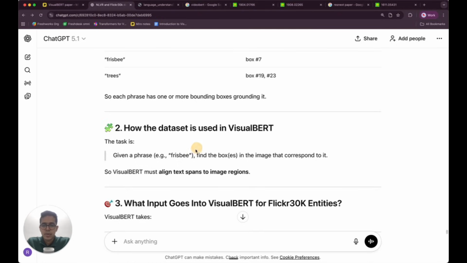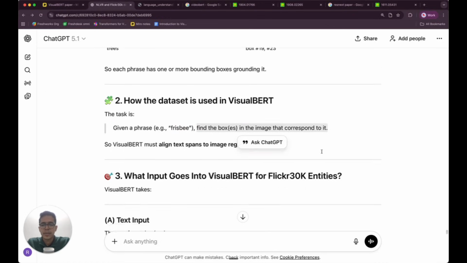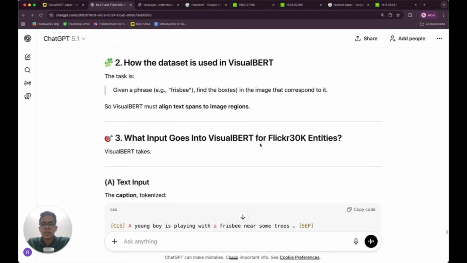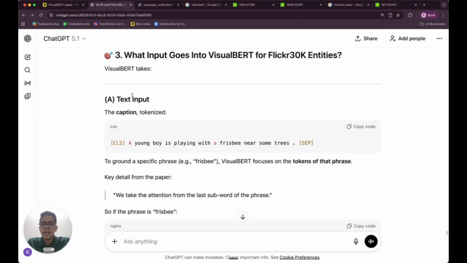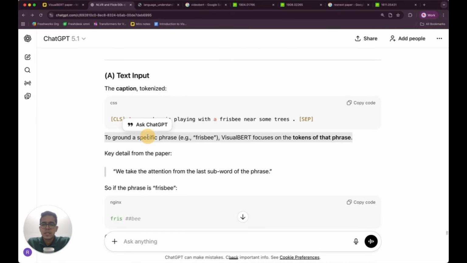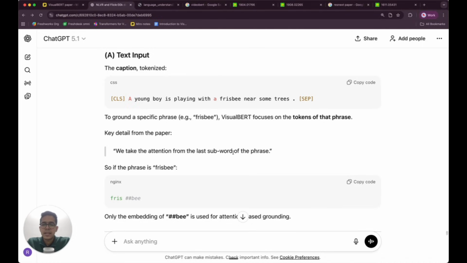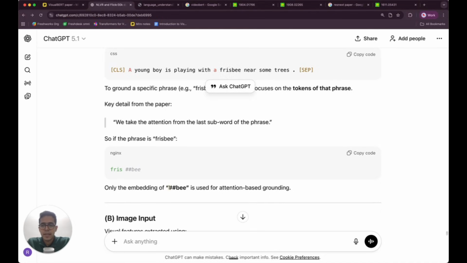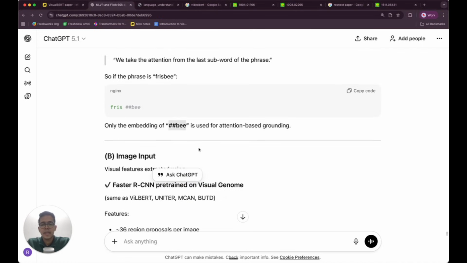So the task is basically, given a phrase like frisbee, find the boxes in the image that correspond to it. So basically VisualBERT must align text spans to the image. So what input goes into VisualBERT? The text input, the caption, tokenized. The tokenized caption looks like this. To ground a specific phrase, VisualBERT focuses on the tokens of that phrase. So we take the attention from the last subword of the phrase. If the phrase is frisbee, the last subword is B, something like this. Only the embedding of B is used for attention-based grounding. Then that should predict box number 12.